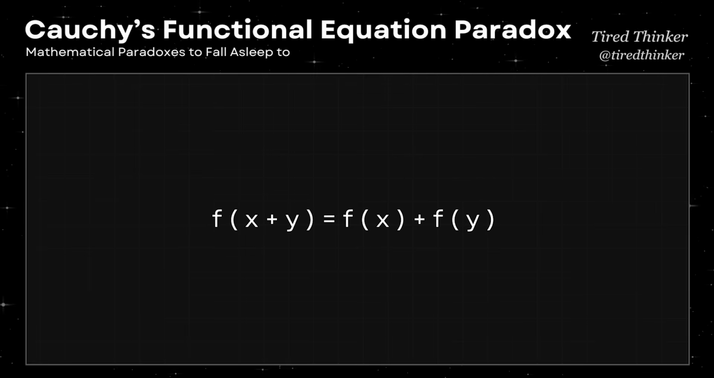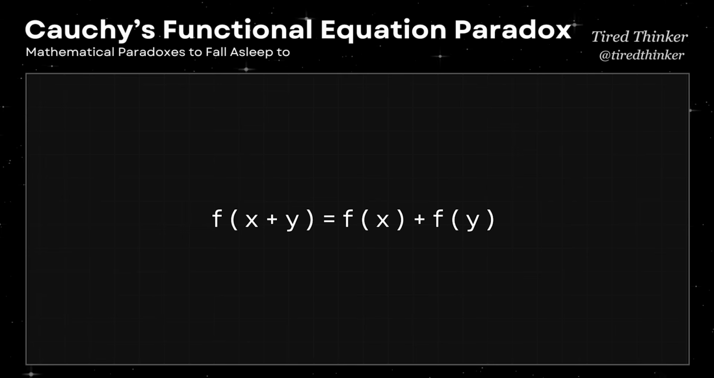Cauchy's functional equation is a simple rule that leads to unexpected and strange results. The rule states that if you take any two numbers, apply a function to each, and then add the results, you should get the same answer as if you first added the two numbers together and then applied the function. At first, this seems straightforward. The most natural function that follows this rule is one that multiplies every number by a constant. This is what most people would expect, and in many cases, it is the only solution. But in some mathematical settings, other solutions exist, and they behave in ways that do not match intuition.